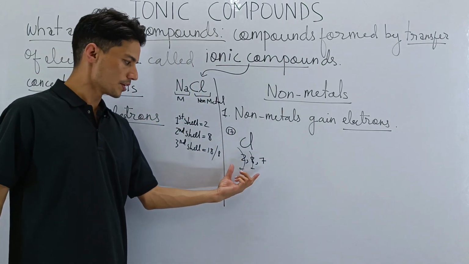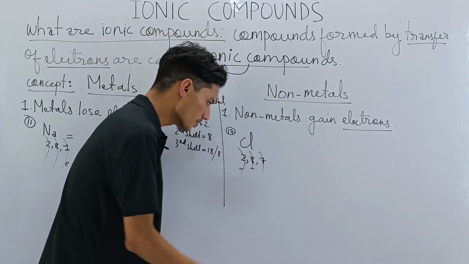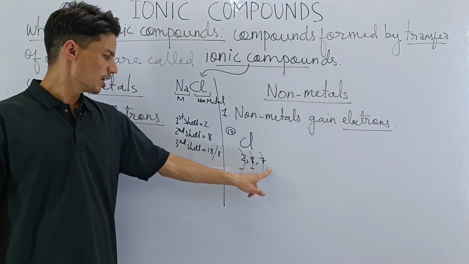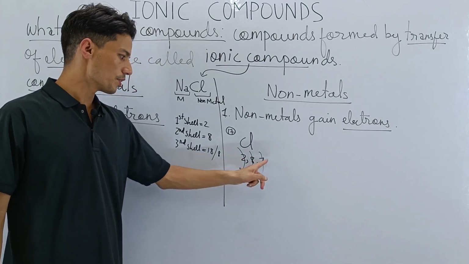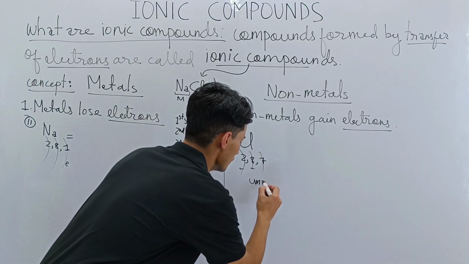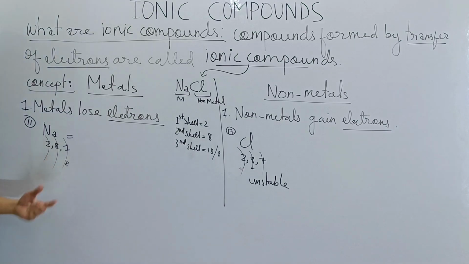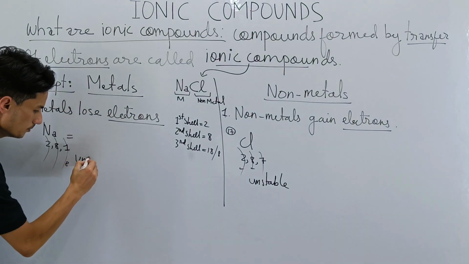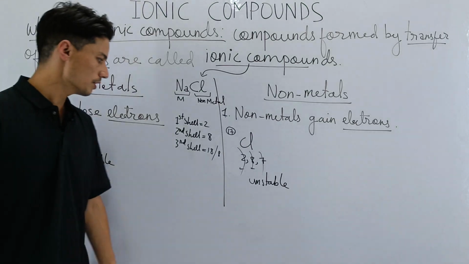We are discussing chlorine. And then this is the third shell, and the number is 7. Chlorine will settle for 8, but it's not 8, isn't it? Right now it's 7. So chlorine is also unstable. What about our metal here? Is the metal also unstable? Yes or no? Unstable.